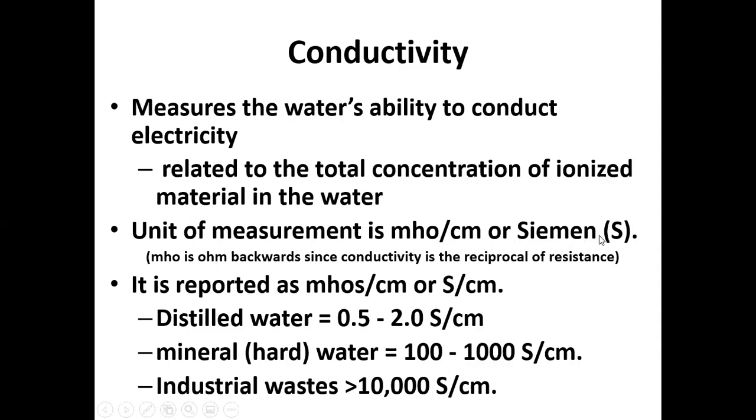This German guy named Siemens. But just on a side note, MHO is ohm backwards, since ohms is what you measure resistance in. MHOs is what you measure conductivity in. So it's a reciprocal. It's the inverse of resistance. Distilled water is water that you have basically taken almost all of the ions out of. Its conductivity levels range from 0.5 to 2 Siemens. Mineral or hard water ranges from 100 to 1,000 Siemens. And industrial waste can be up to 10,000 Siemens.